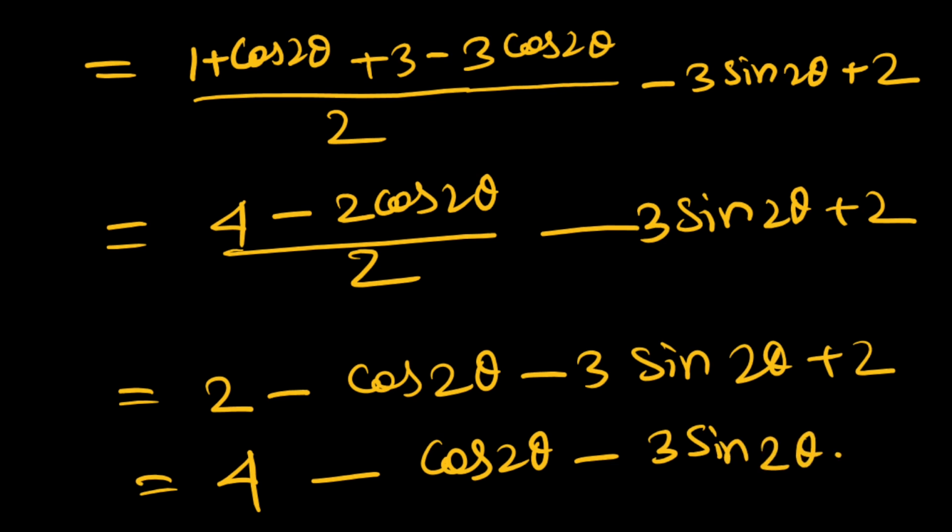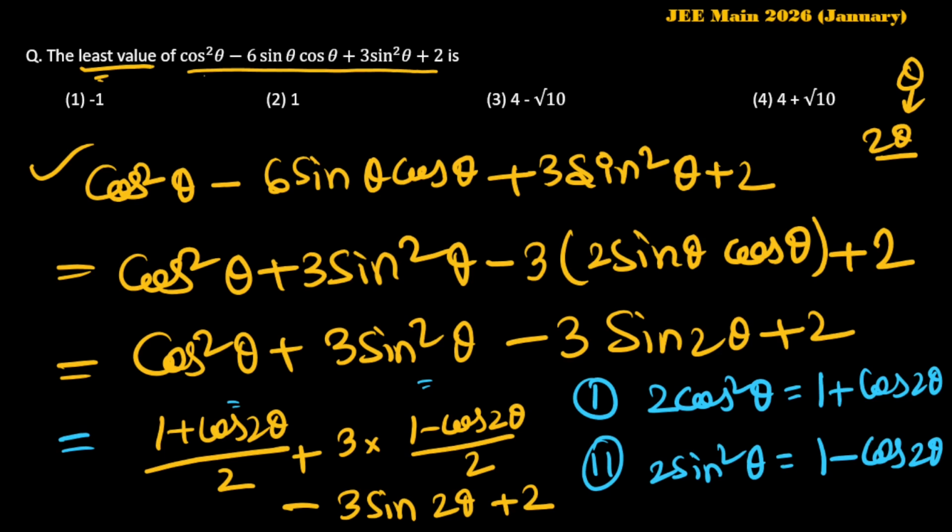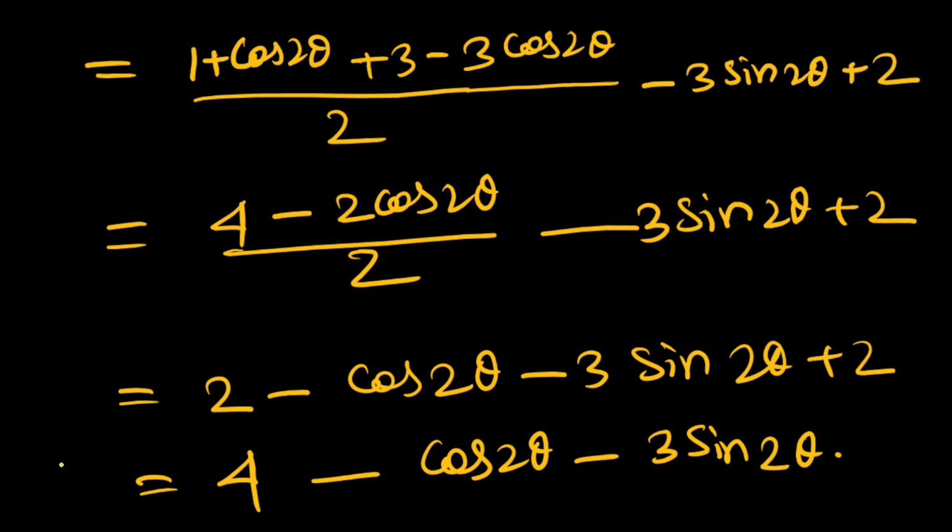So we want to find the minimum value of this function. Therefore if we find the maximum value of cos 2 theta plus 3 sin 2 theta, then this gives the minimum value of the function. So now we want to find the maximum value of this cos 2 theta plus 3 sin 2 theta.